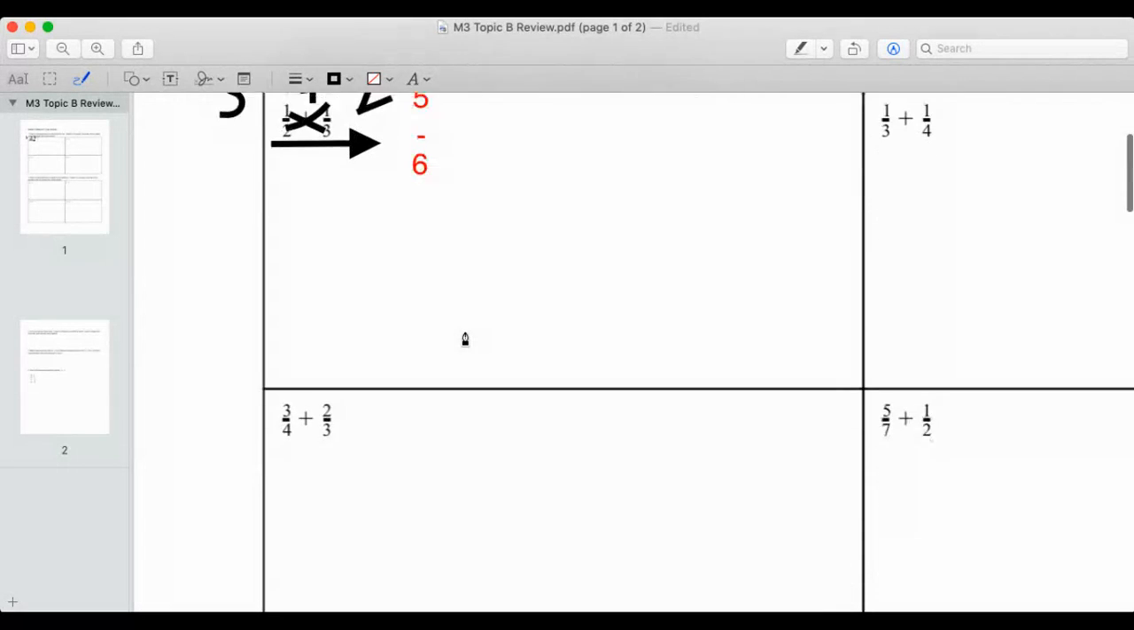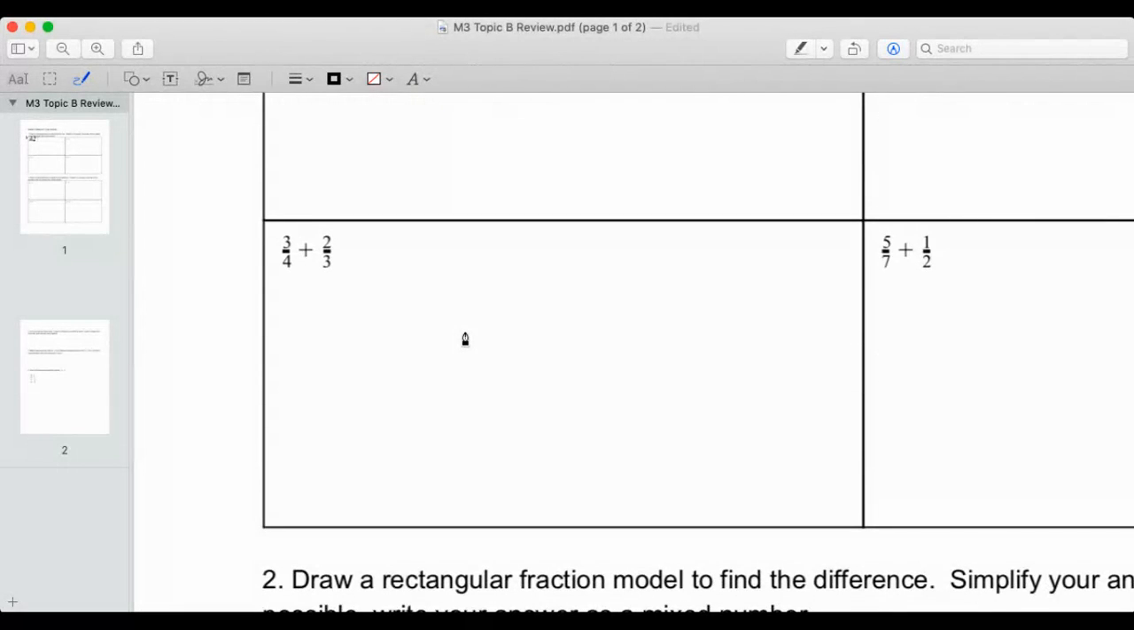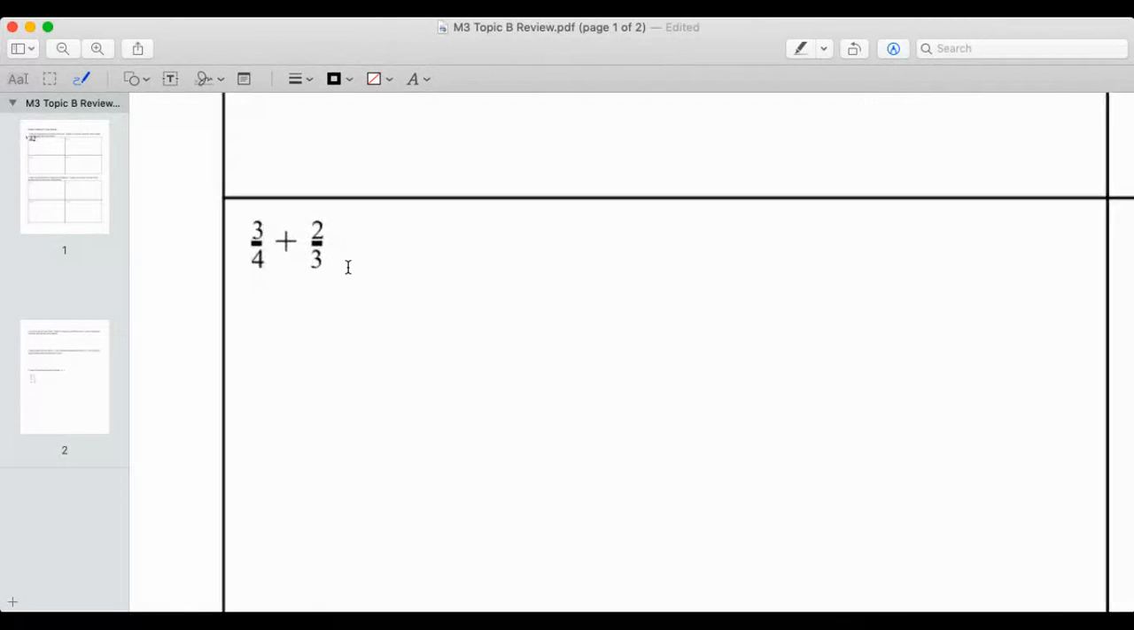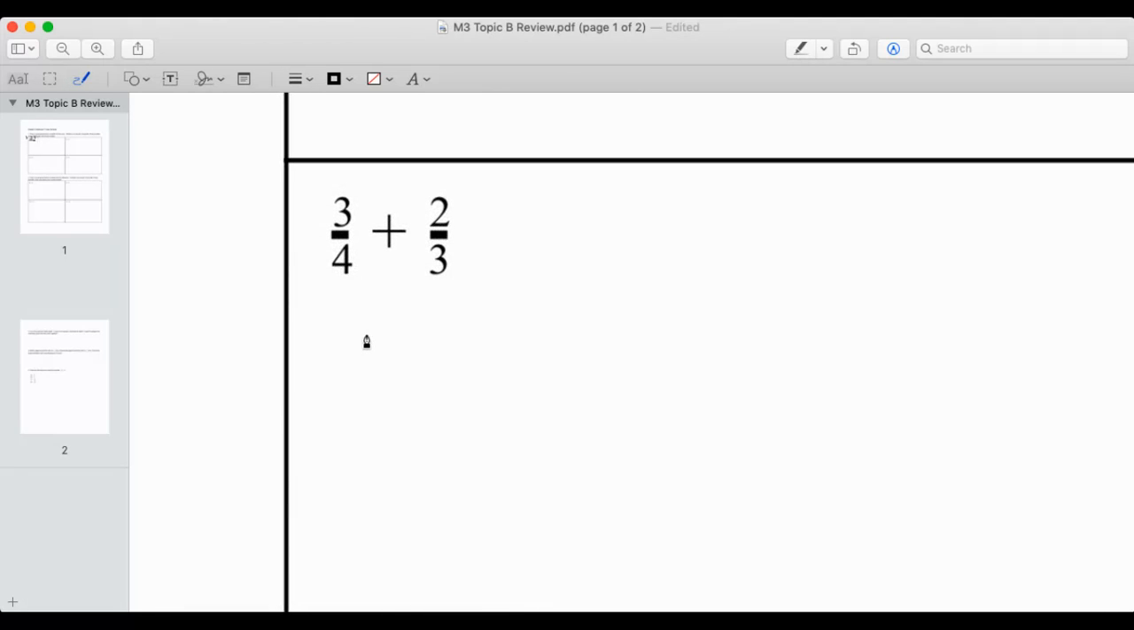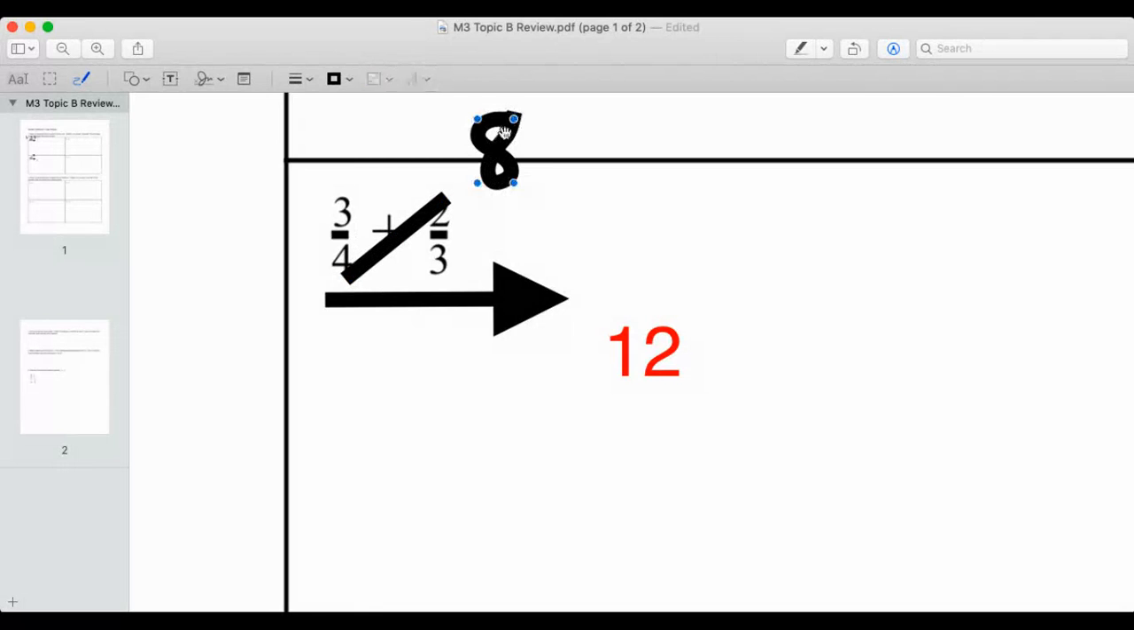Let's go down here to where we're using slightly bigger digits and our numerators are no longer 1. 3/4 plus 2/3. How are we going to tackle this problem? We're going to tackle it the exact same way using the easiest common denominator, which is multiplying 4 times 3. 4 times 3 is 12. So I know that's my new denominator. Now I have to figure out what's my new numerator. So I'm going to cross multiply. 4 times 2 is 8. Then I'm going to come here. 3 times 3 is 9.